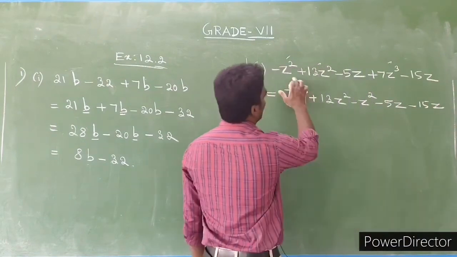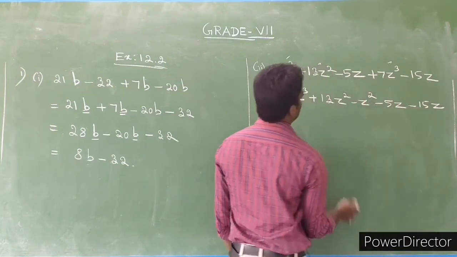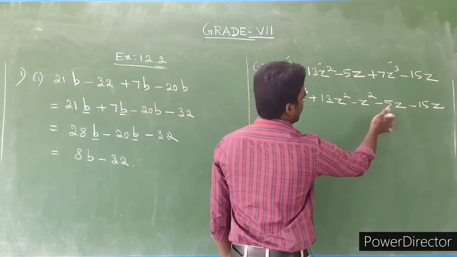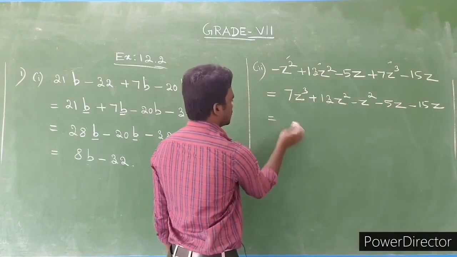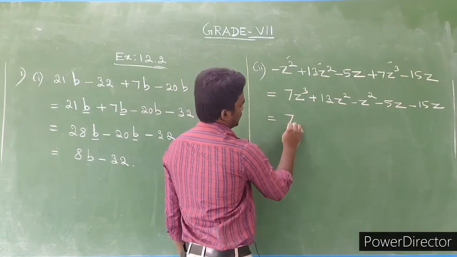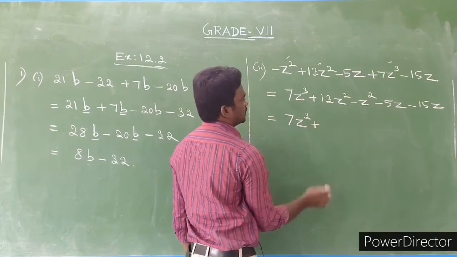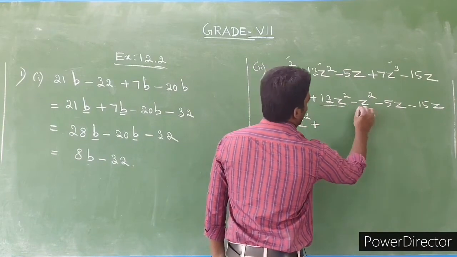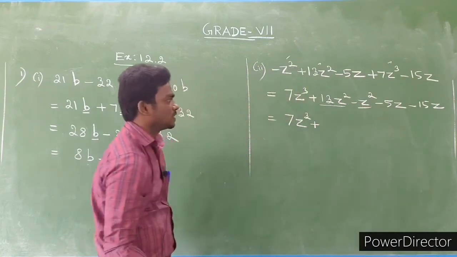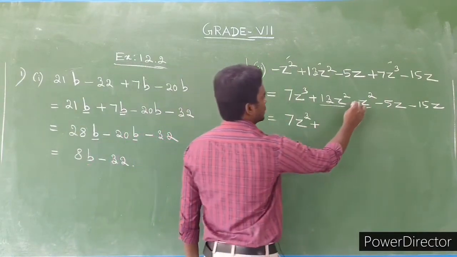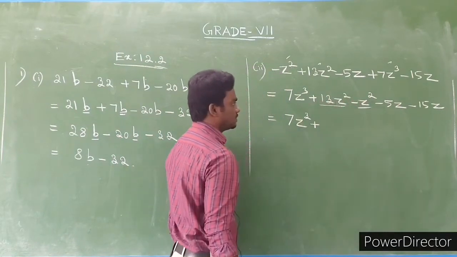So we have to write 1, 2, 3, 4 and 5 times. So 1, 2, 3, 4 and 5 times we can write, which is equal to 7z cube is given, plus next, 13z square minus z square are like terms. So we can directly solve these two expressions.